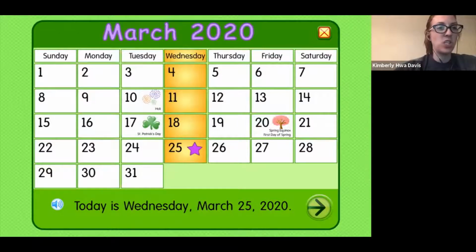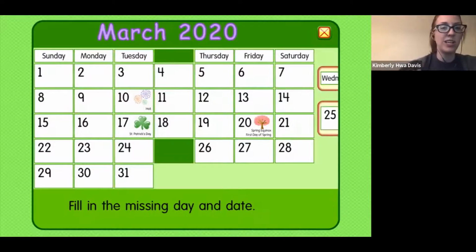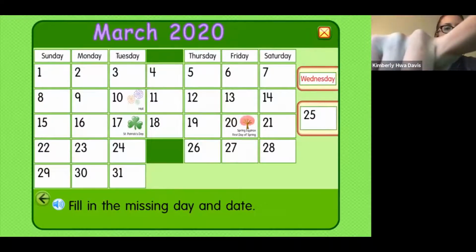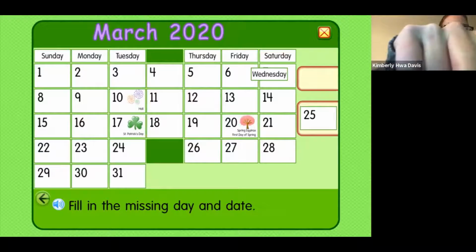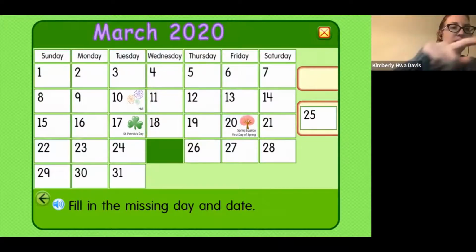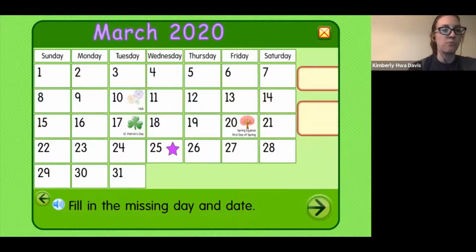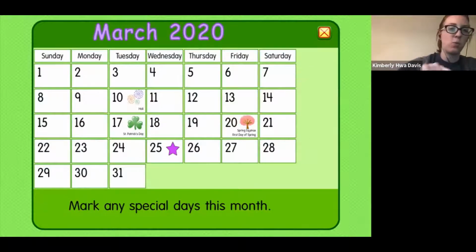And so if you can touch that green button, can everybody touch that green arrow in the bottom right-hand corner? Touch that green arrow. And then can I have you guys help me out by putting our Wednesday in the right spot. Let's put our Wednesday in the middle of our week. And can you guys help me out by putting our 25 where it needs to go. Our 25 or 25th day of the month. Perfect. And then touch that green arrow one more time.